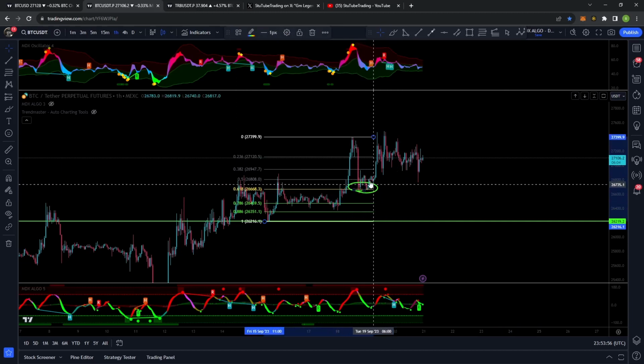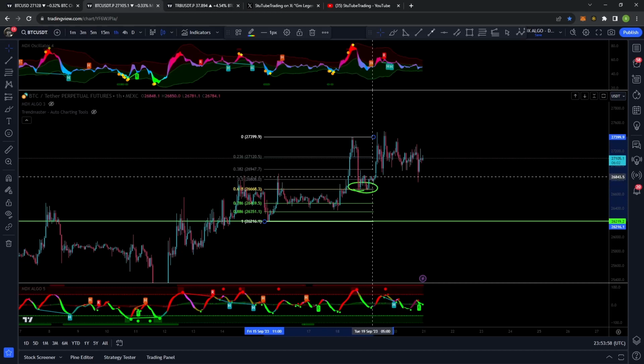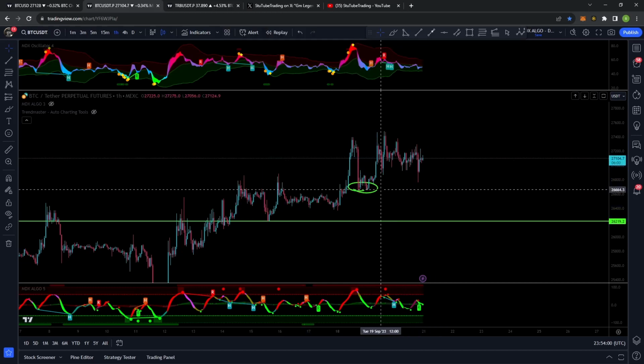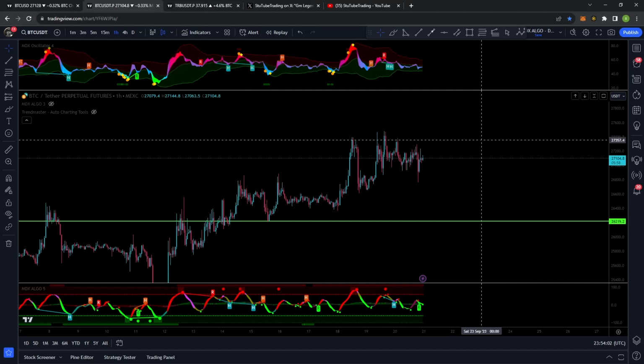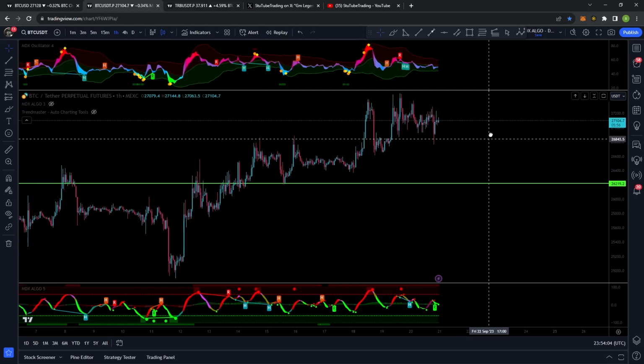618, we came back down to that level, formed a little double bottom, and just blasted off again. So, still respecting some main Fibonaccis. That's nice to see.